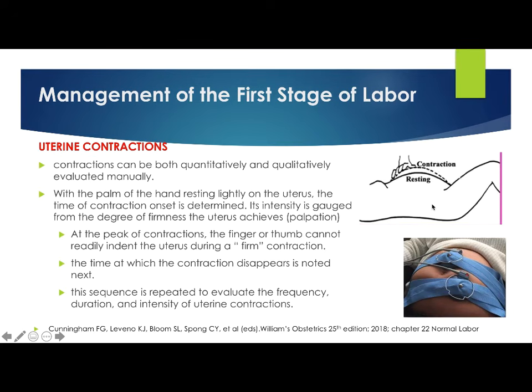Its intensity is gauged from the degree of firmness the uterus achieves. Okay? So at the peak of the contractions, the finger or thumb cannot readily indent the uterus. Okay? So the time at which the contraction disappears is noted next. This sequence is repeated to evaluate the frequency, duration, and intensity of the uterine contractions.